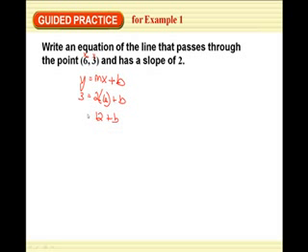That's 12 plus b equals 3. Get b by itself, minus 12. 3 minus 12 is -9. So I have a slope of 2, and b is -9. Y equals 2x minus 9. And then we're done.